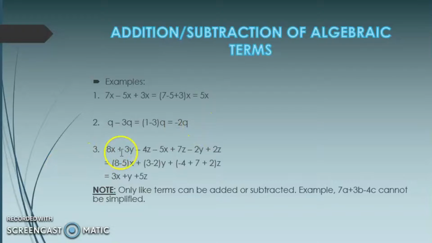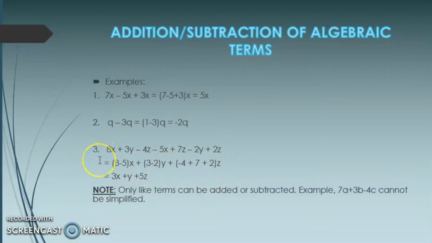Final example, 8x plus 3y minus 4z minus 5x plus 7z minus 2y plus 2z. Now this may seem a bit lengthy, but all we need to do is group them. Group the like terms together. So for instance, we are grouping x together, 8x minus 5x. And group the y's together, 3y minus 2y, plus negative 4z plus 7z plus 2z.